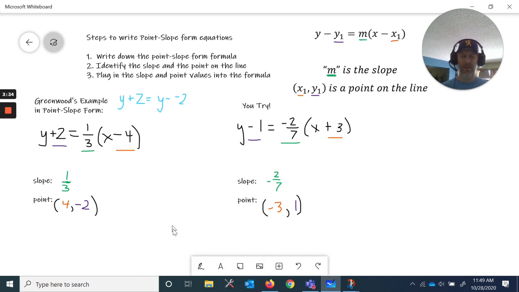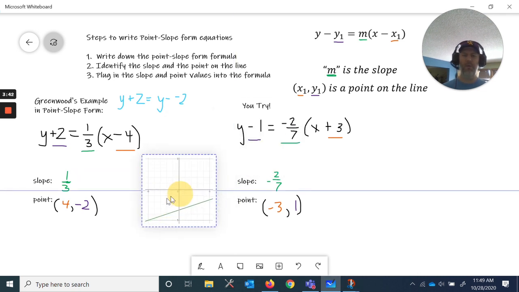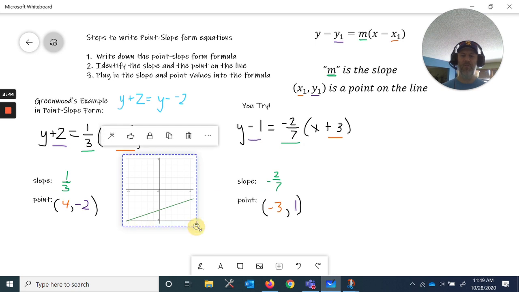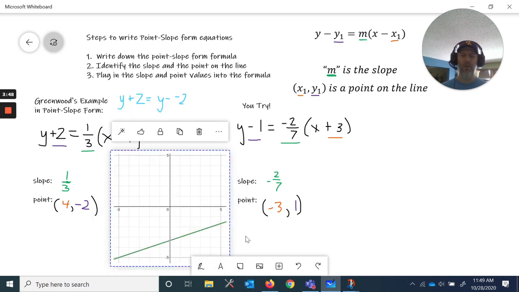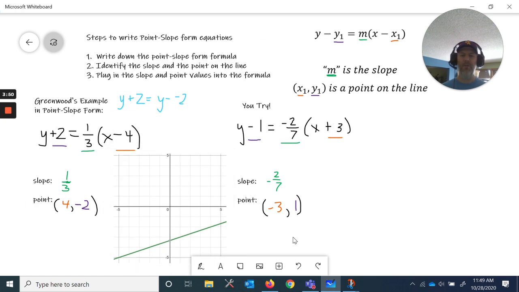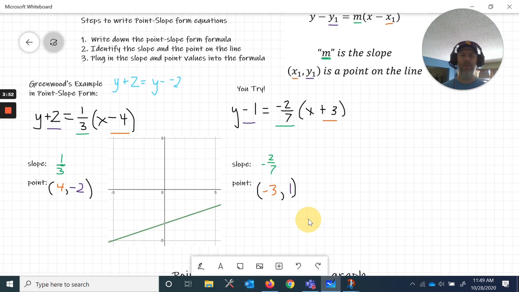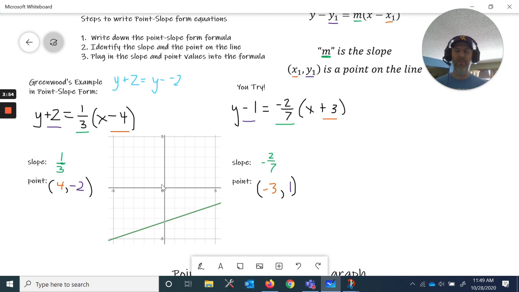Let's talk a little bit about what the graphs look like. So I've got some graphs pre-made right here for you. So here is this first one. Get that out of the way. There we go. Okay. So what that looks like is the point 4, 1, 2, 3, 4, negative 2. That point's on my line.